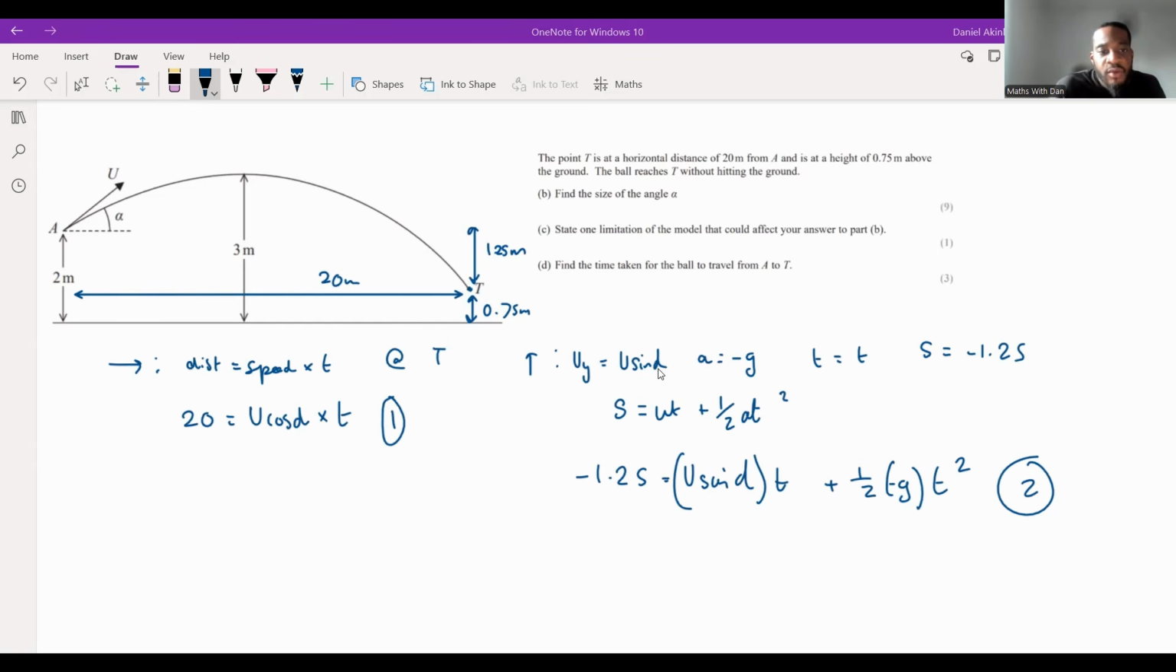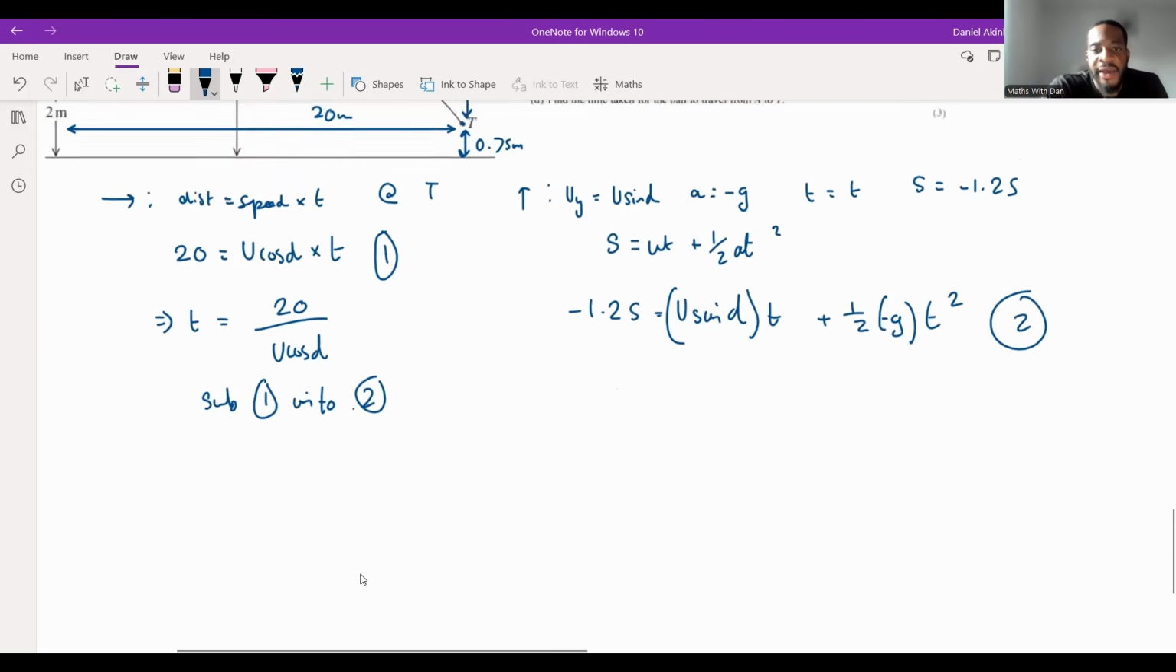Exactly, one, because we can rewrite the time. We can find an expression for the time. It's just going to be 20 over u cos alpha. And then that way I can sub one into two. And it's the same thing with these questions. You get an expression for the time from the distance version, the horizontal distance, and then you plug that time into the vertical displacement formula, and then you just rearrange. So I'll put that in there.